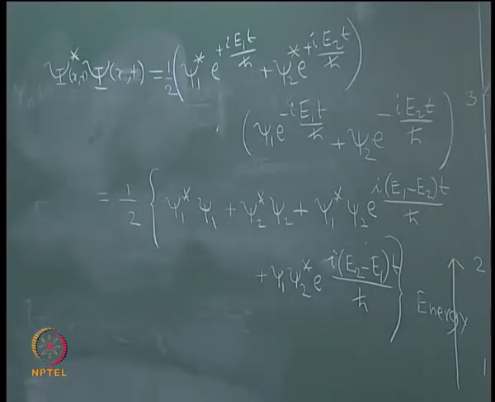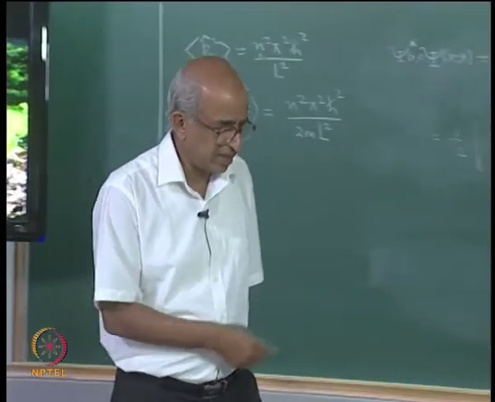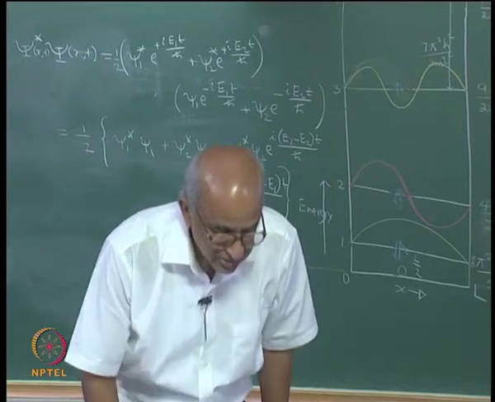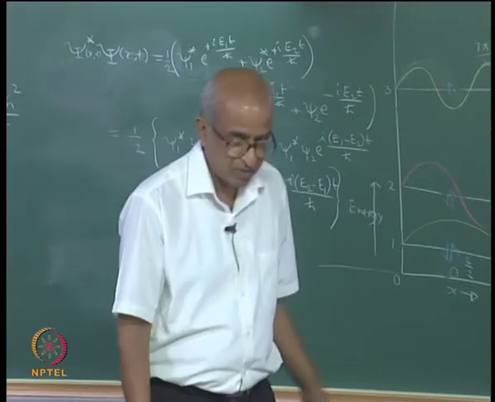And you can see that the probability density is not independent of time. In a stationary state it is independent of time, but in this state it is not independent of time. So, as time passes, what will happen? The probability density will keep on changing. In fact, I have a demonstration where I made a plot of this probability.